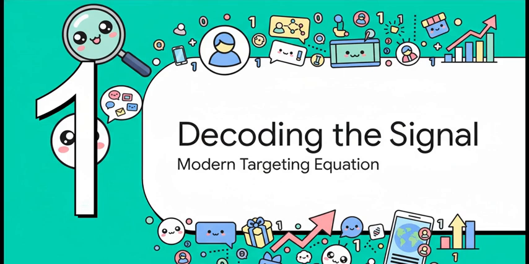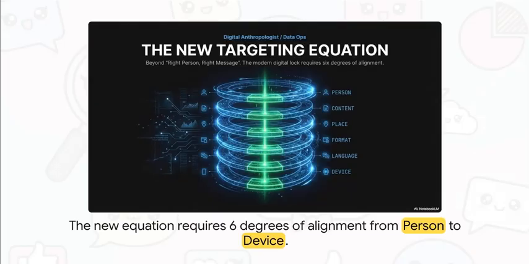All right, so how do we even begin to decode all of that? Well, let me tell you, the old marketing rules of just, find the right person and send them a message, that's not going to cut it anymore. The digital world we live in now, it demands something way more sophisticated. And here it is. This is the new formula.